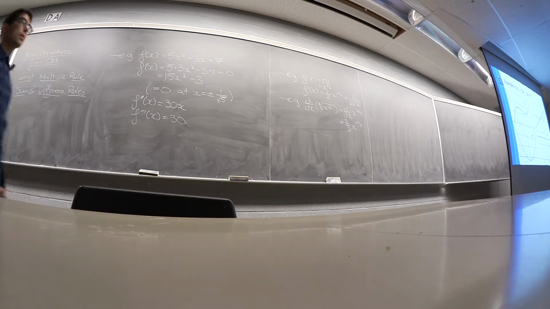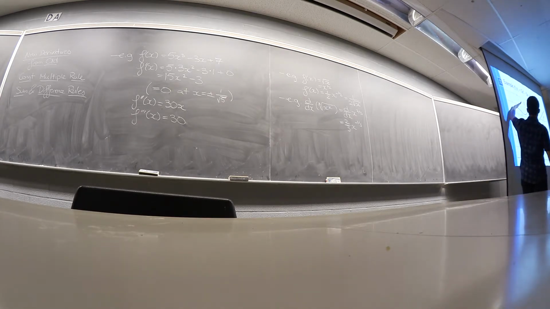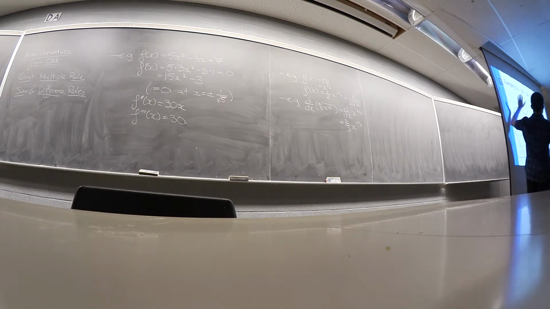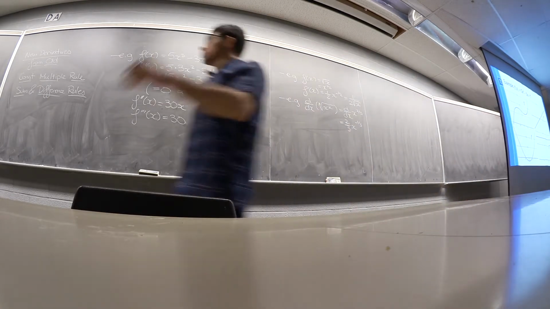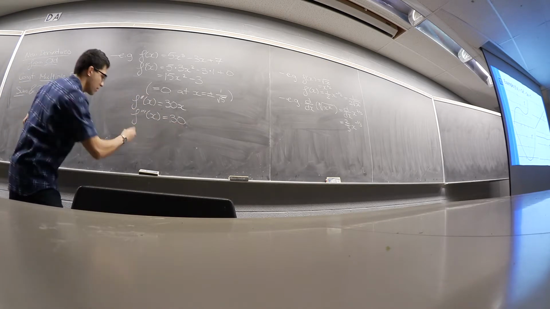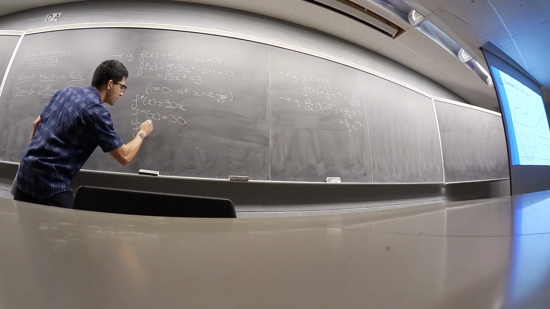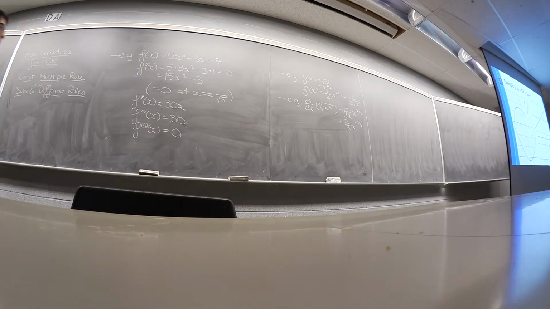Yes? Is that what linearization is? Is what? Linearization? No. Linearization would be if you wanted to approximate this with a line. But this is just taking the derivative. Yeah, you'd use the derivative to do it, but this isn't that. Okay? The derivative of a constant is 0, so the fourth derivative and all subsequent derivatives are 0.